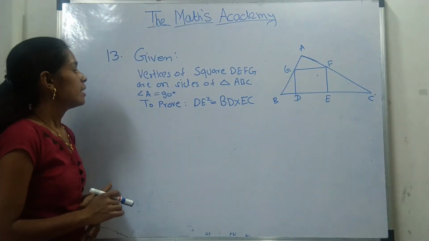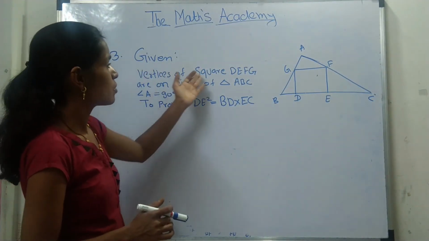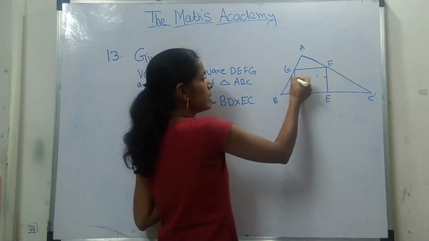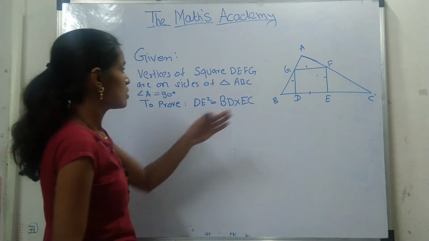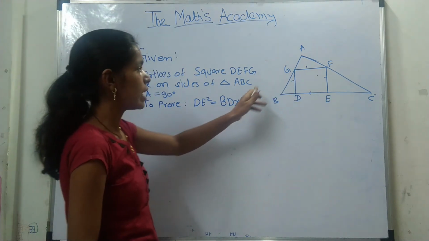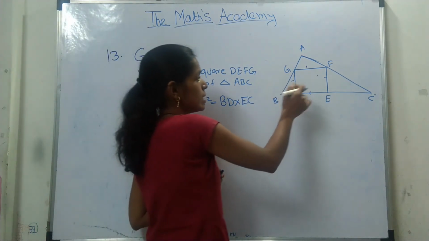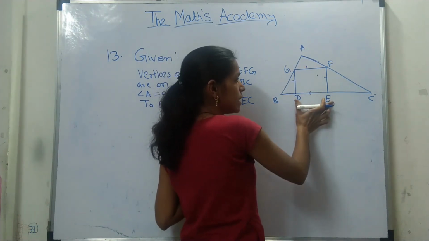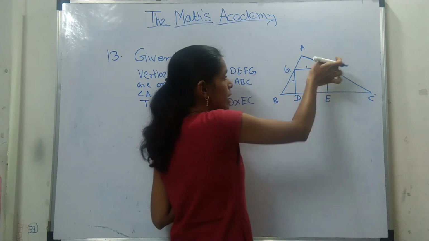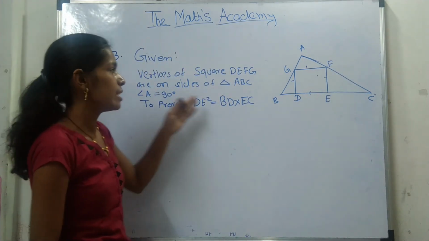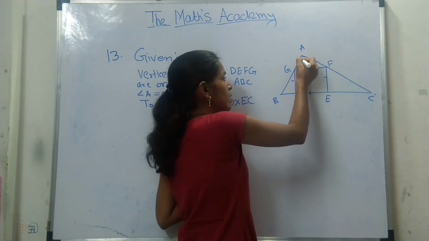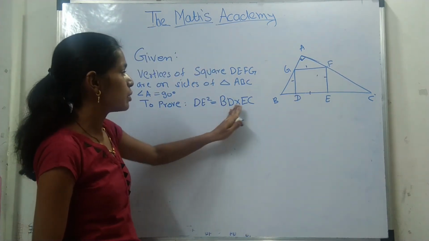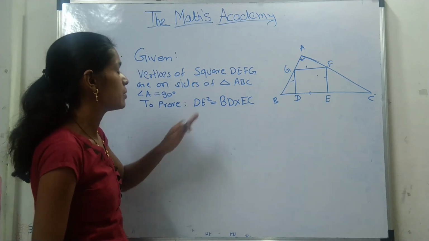What is that? In it you are given that the vertices of square DEFG, this is the square DEFG, meaning all its sides are equal, are on the sides of a triangle ABC. See here, on side AB, vertex G is there. On side BC, vertices D and E are there. On side AC, vertex F is there. And angle A is equal to 90 degrees, meaning triangle ABC is a right angle triangle. Now we have to prove that DE square is equal to BD multiplied by EC. This result we have to prove.